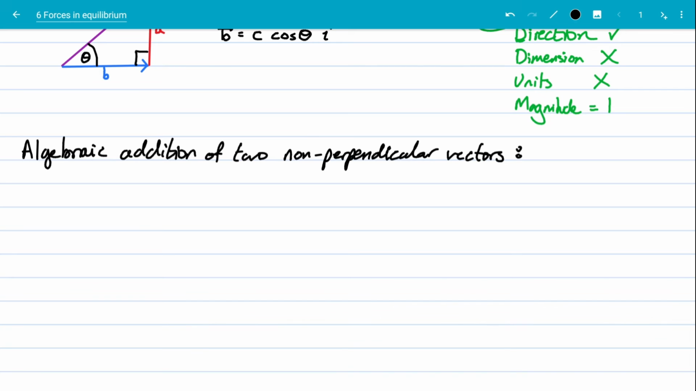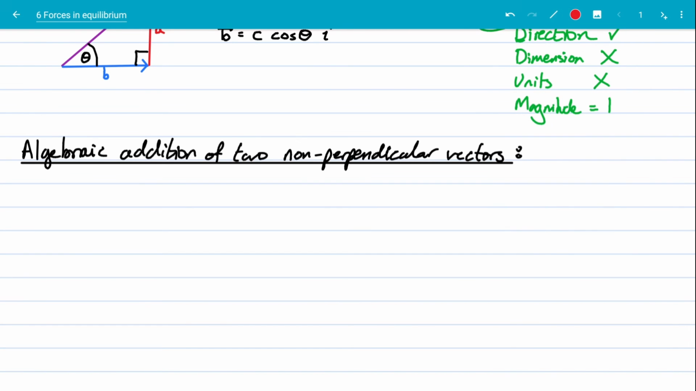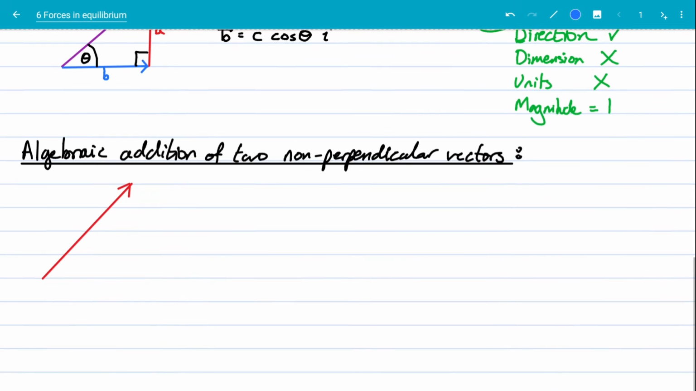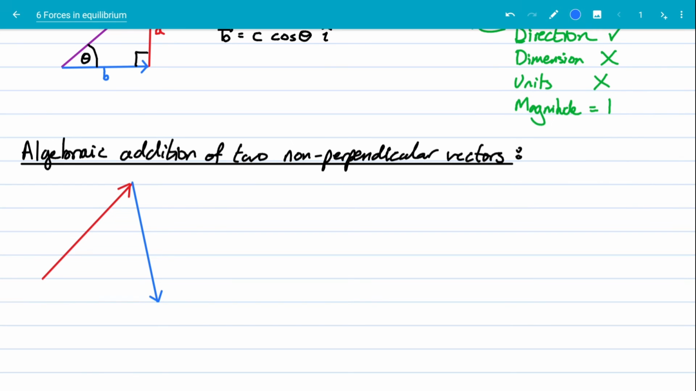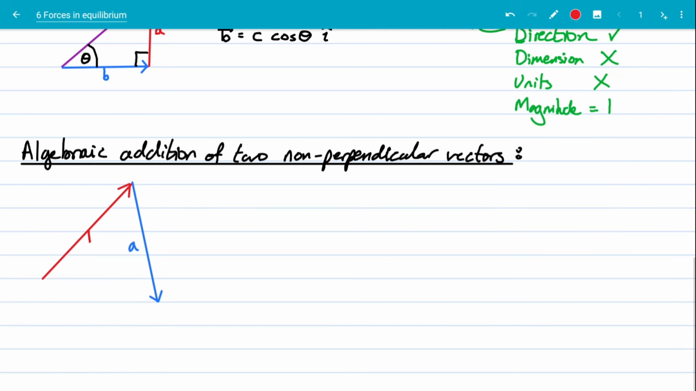So what we're going to do is calculate the components, add the components together, and then use Pythagoras on the perpendicular components. So let's suppose I've got vector A doing something like this, and vector B doing something like this, and they are clearly not perpendicular. Absolutely clearly not perpendicular. We've got A doing that, and we've got B doing that.